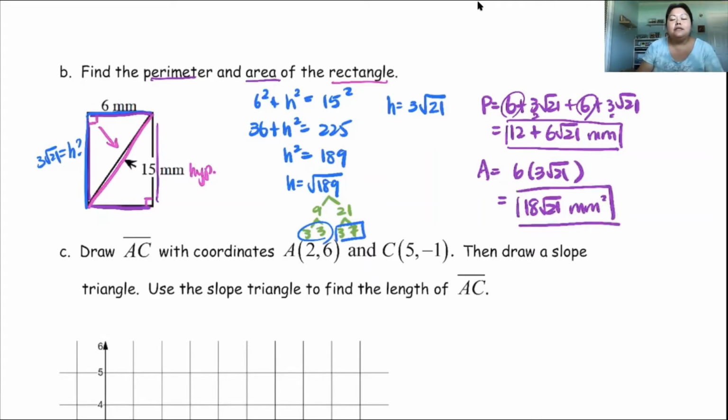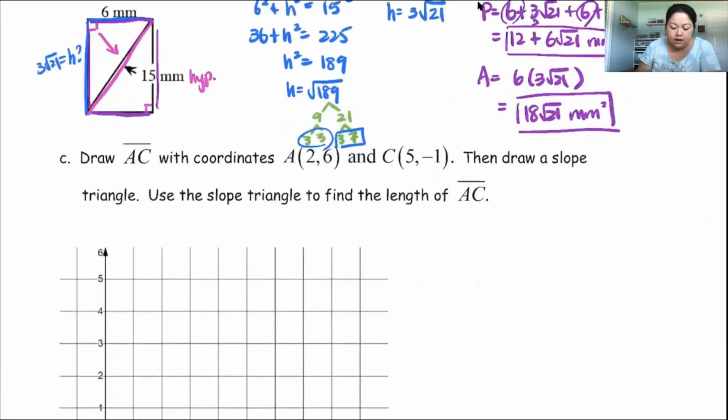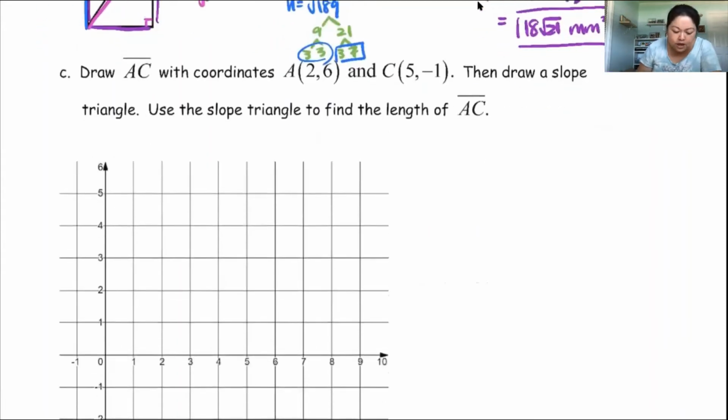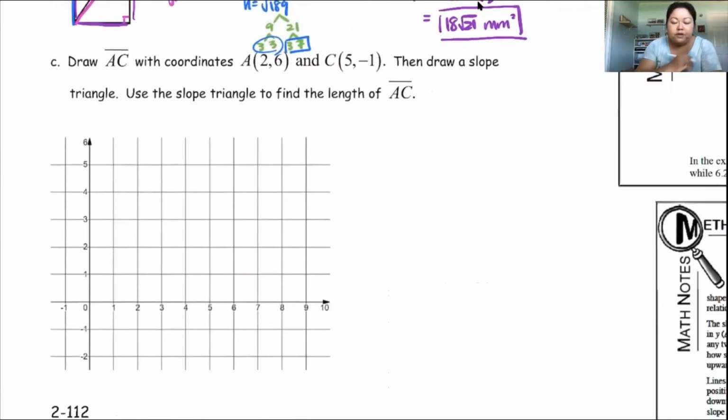Okay, and that's again how you use Pythagorean theorem in a slightly different way. You use it not as directly as before. You're going to use it to find other things that you need. All right, next one says, zoom out just a little bit. Draw a line AC with coordinates 2, 6 for A and 5, -1 for C. Then draw a slope triangle. Use the slope triangle to find the length of AC. Okay, that's a lot of directions. Let's take it one by one.